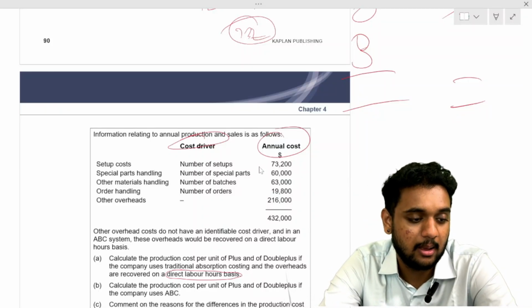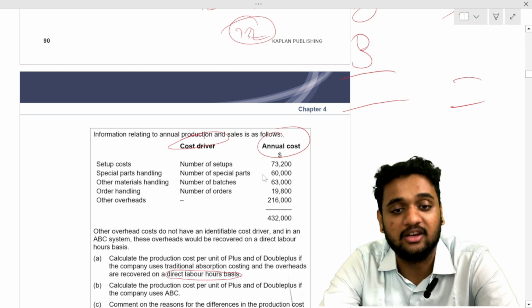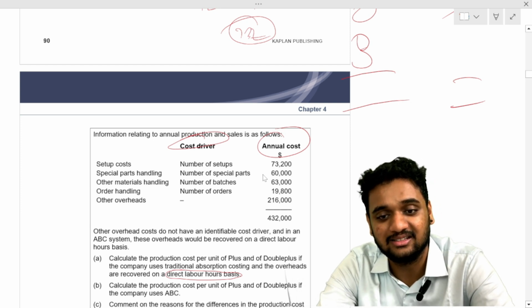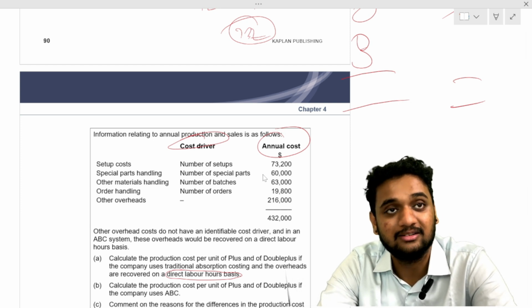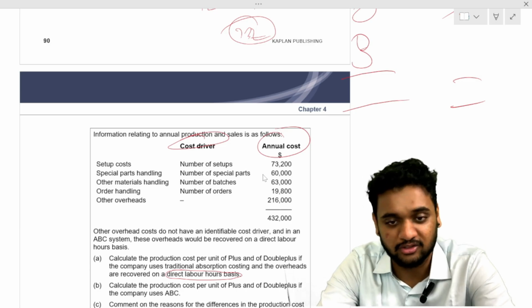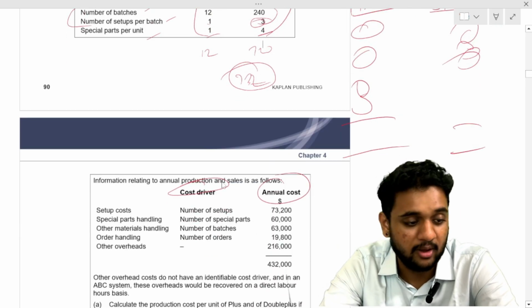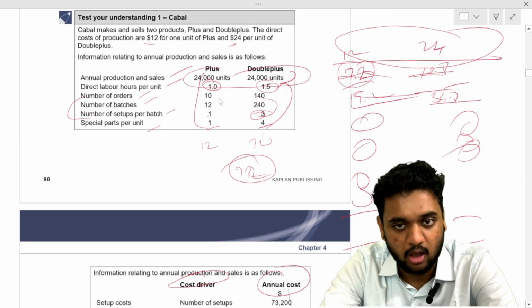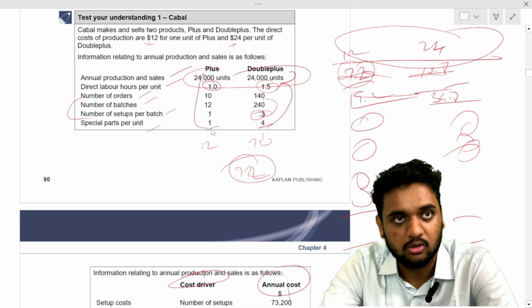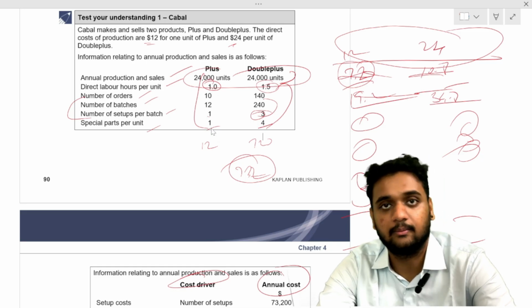0.5 per special part. The overhead absorption rate for special parts handling is 0.5 per special part. Cost per special part is how much? 0.5. Correct.